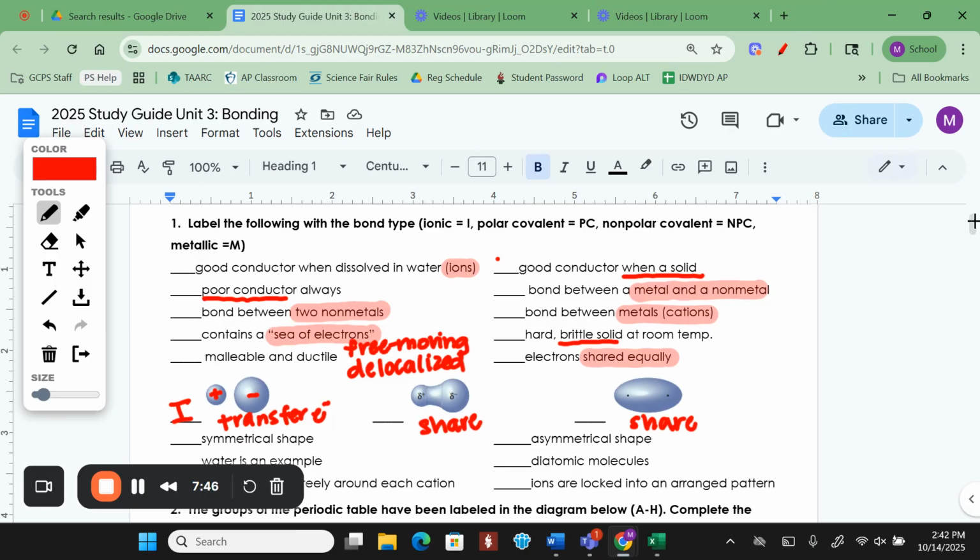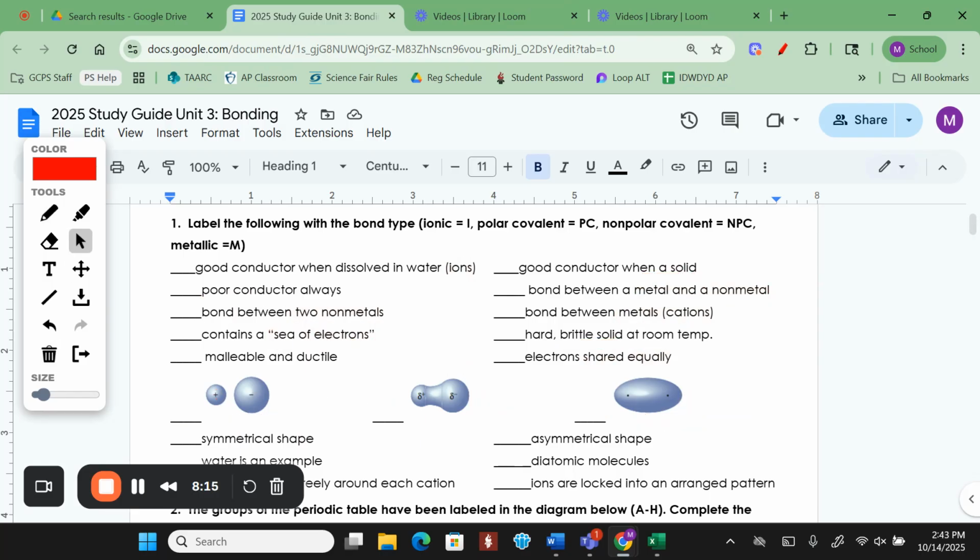Now, what kind of sharing has happened? Here we can see that the bubbles are evenly shaped and equal everywhere. So we would say that they are being shared equally, which again is going to be our nonpolar bond. Here we can see that they are not being shared equally. So we would say share unequally. There's a difference in how they're being shared. This would be an example of a polar covalent bond.